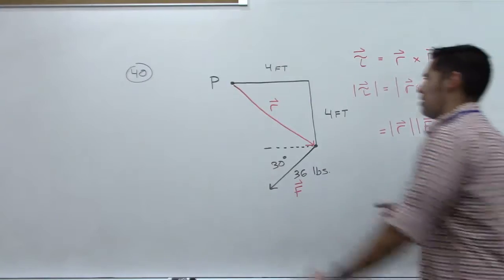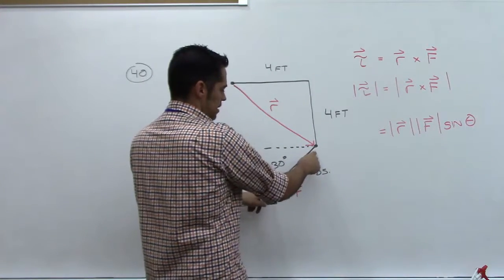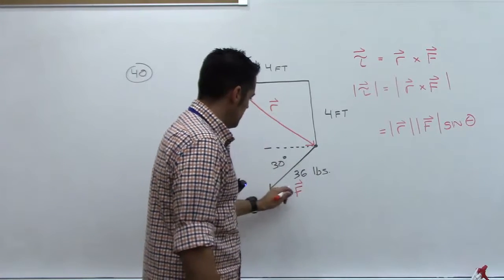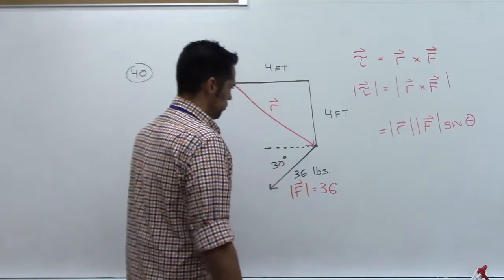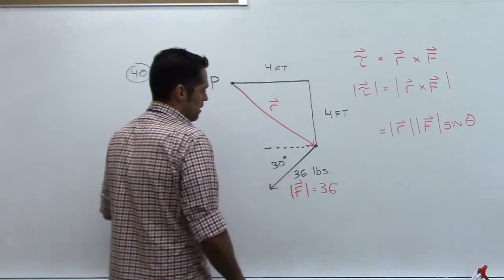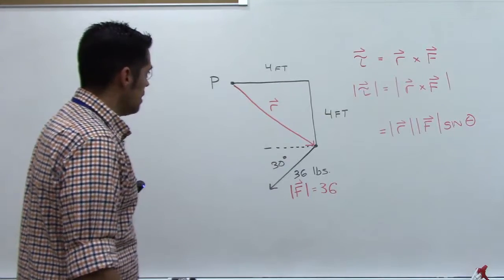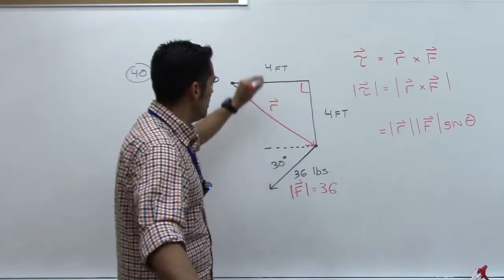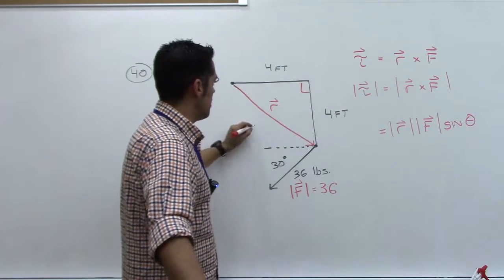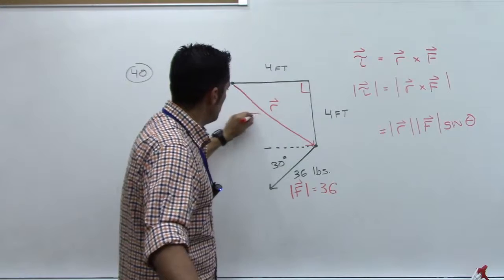We need to find how long this is. We already know the length of F because the length of F is this force, so the length of F is 36. We need to find the length of R, and then we need to find the angle between the two vectors. Now that's going to be a little bit tricky. All right, so finding this length is going to be pretty easy. This is a right triangle, so Pythagorean, a squared plus b squared is c squared. So 16 plus 16 is 32, so this is root 32.